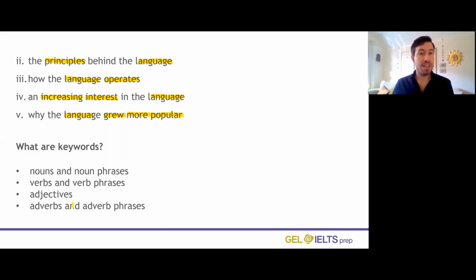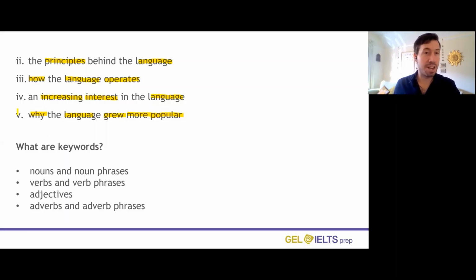And then you'd want to highlight any adverbs or adverb phrases. So adverbs are things like how is an adverb and why is also an adverb. And they're really important because look here, how the language operates, that's different to why the language operates. Okay, so the adverbs do make a big difference.